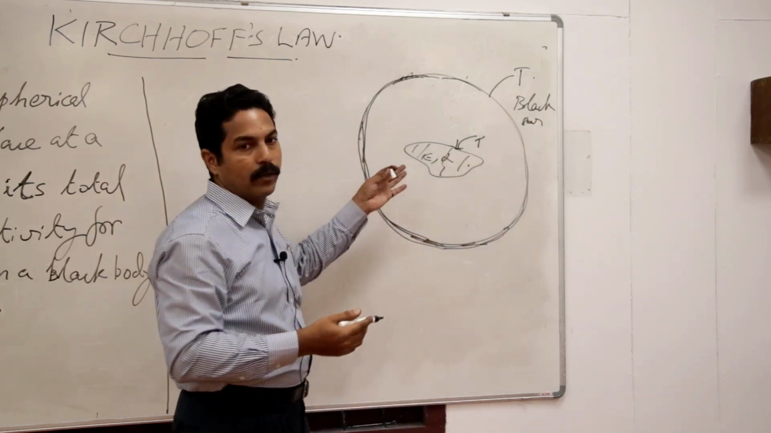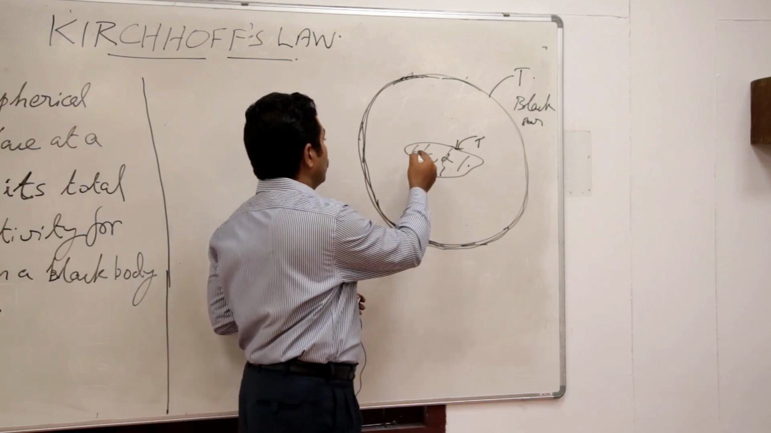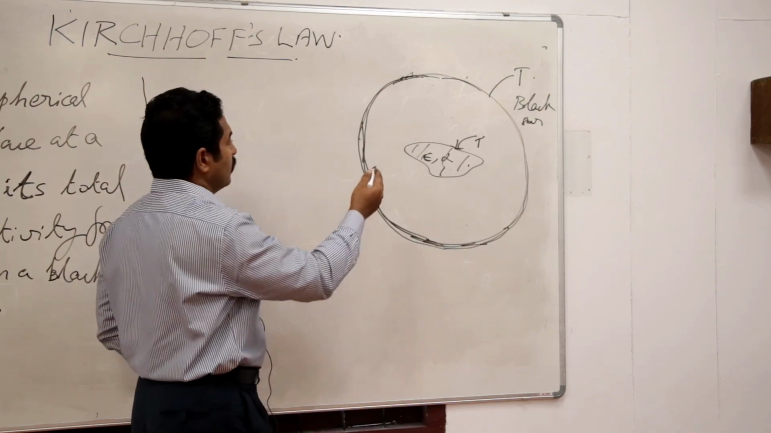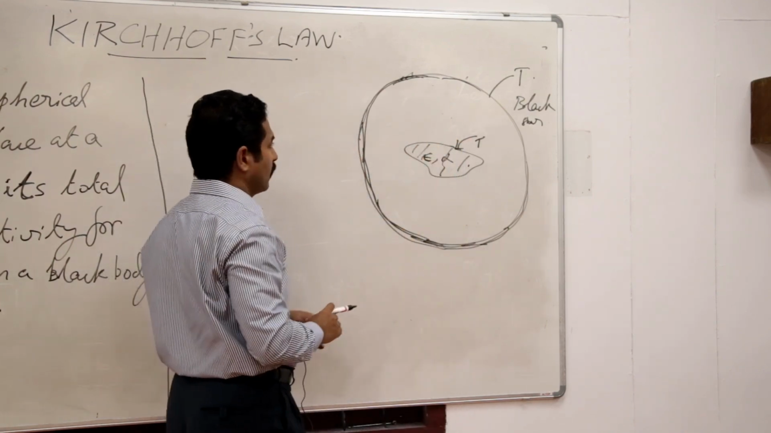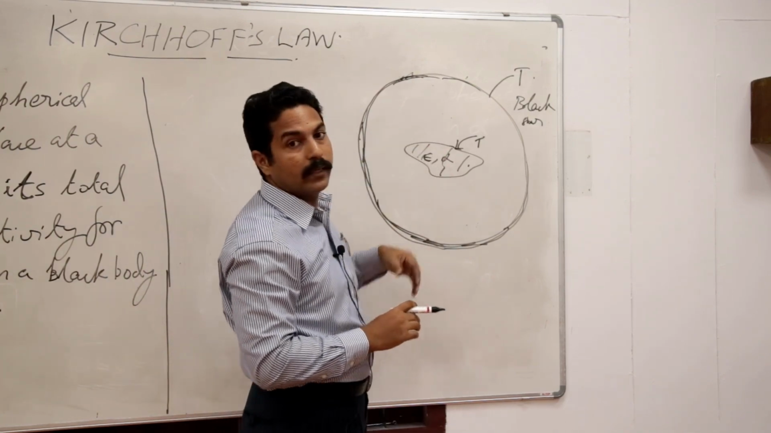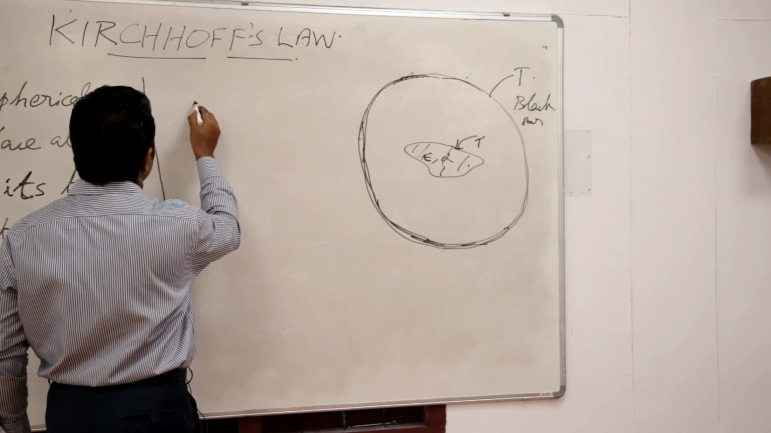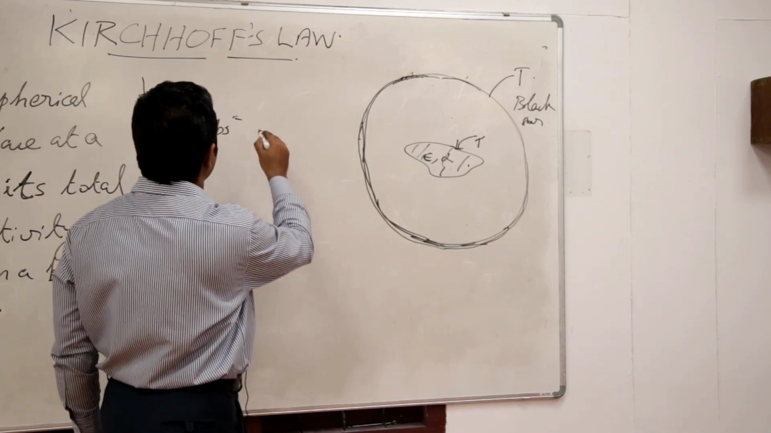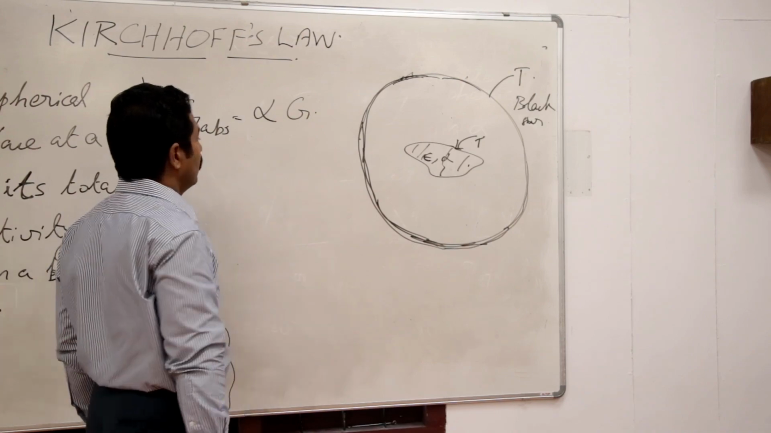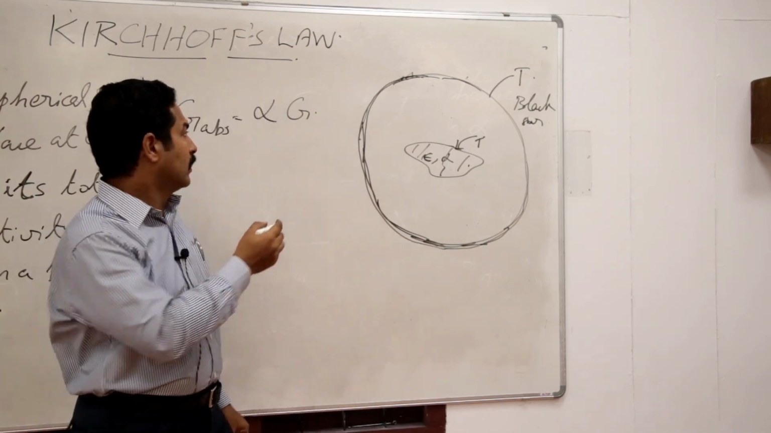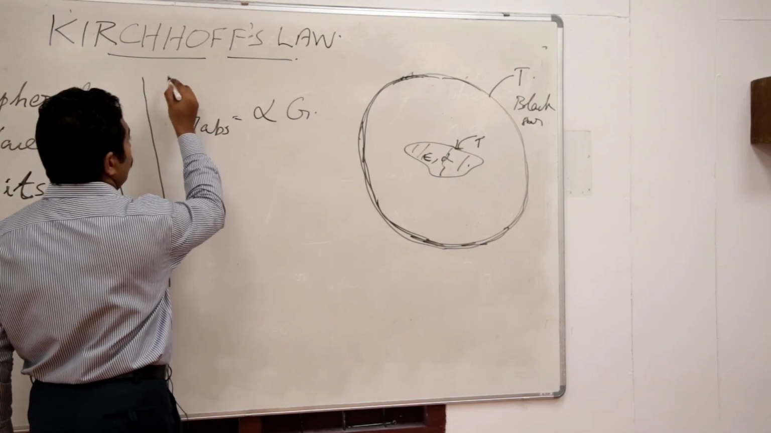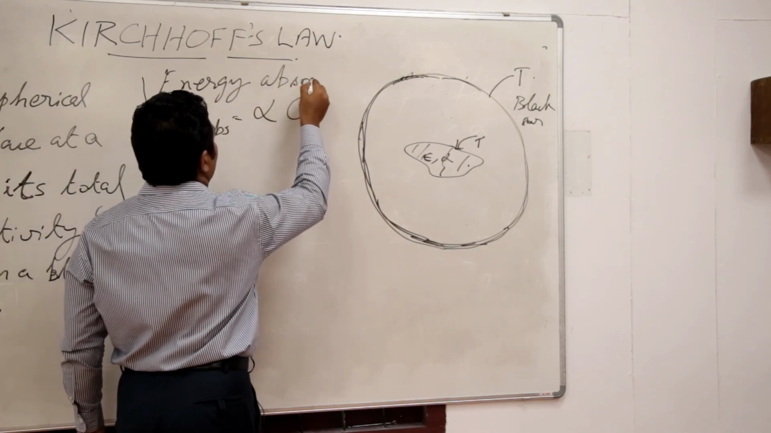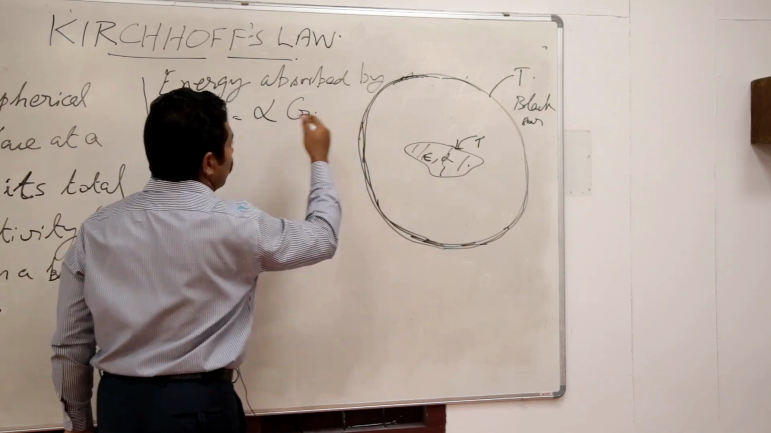Then we have a body here inside. It is having values of emissivity and absorptivity. Okay. So it can absorb the radiation which is coming from the black surface here, and also it can emit. Then what is absorbed? G absorbed is nothing but the component of irradiation into alpha, that is the energy or radiation absorbed by the small body.